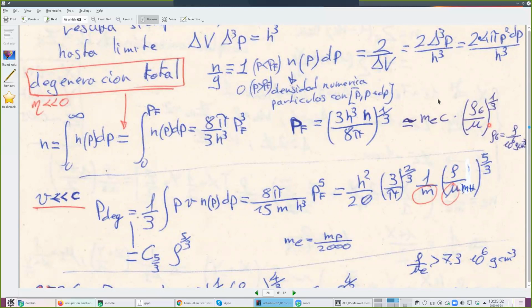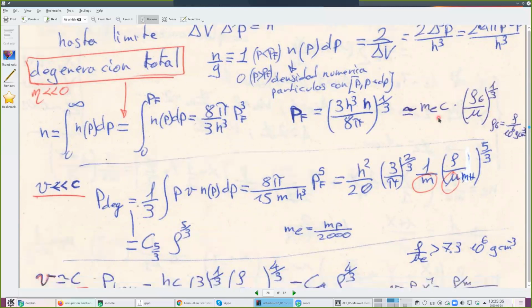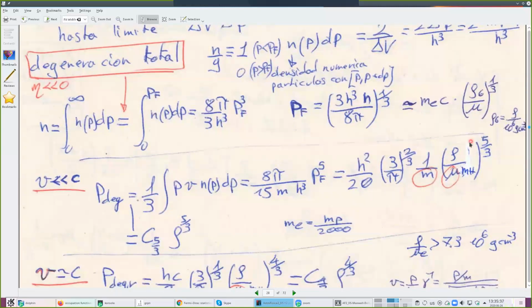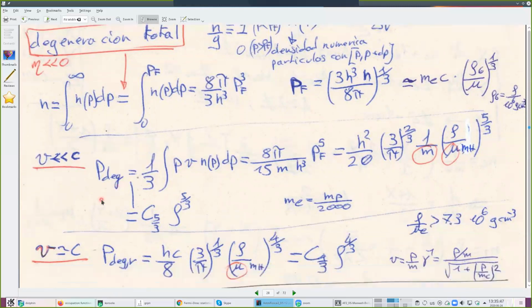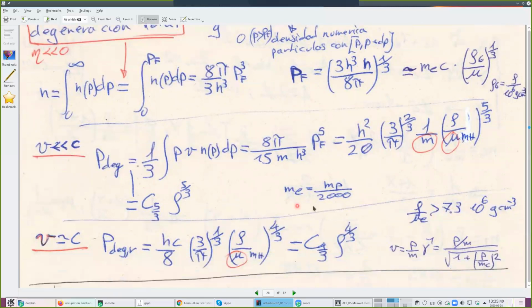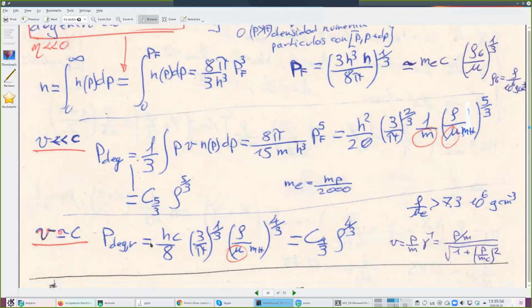This value for the electron, and you can see that it can vary. And at the end, the pressure you see for a non-relativistic gas, you have this situation. And for a relativistic gas, you have this situation.